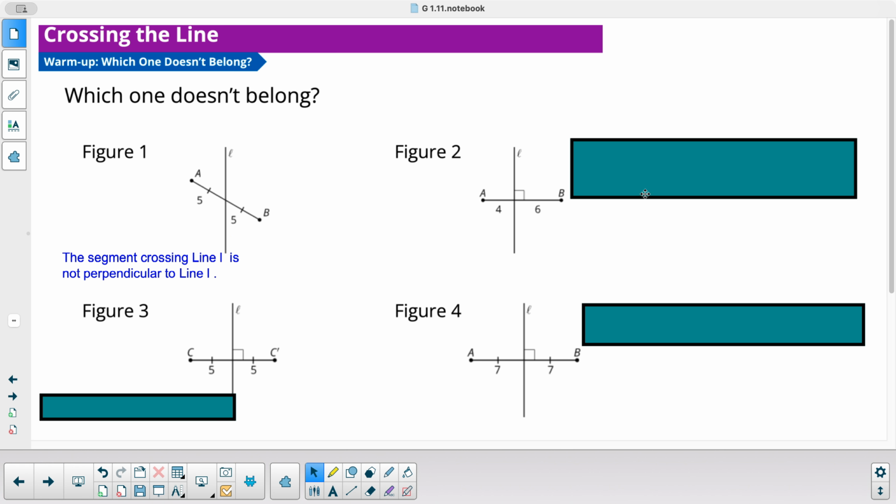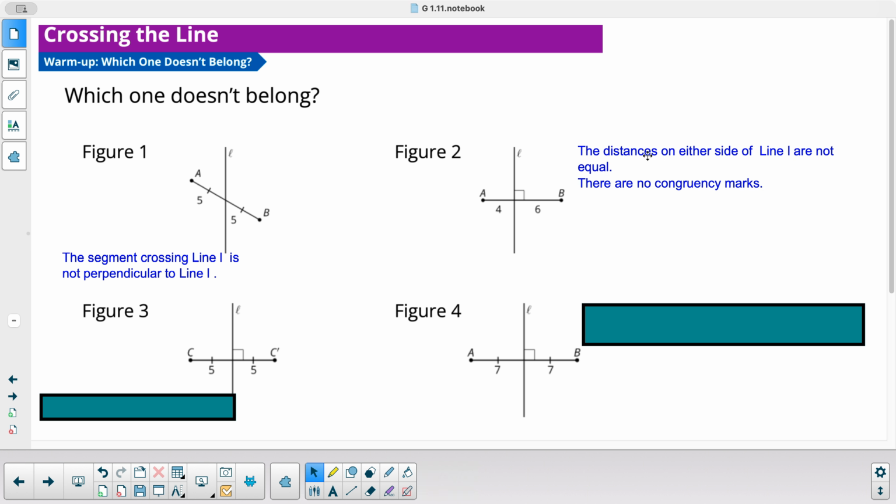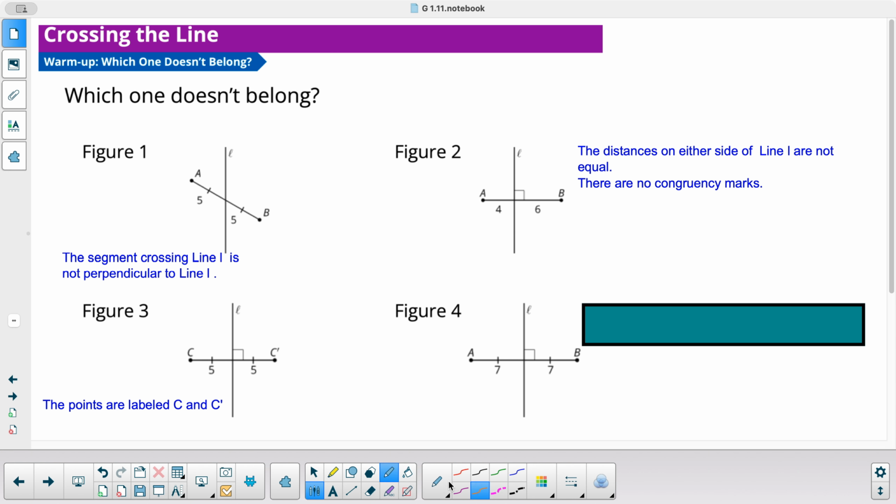If you chose figure 2, a good reason would be the distances on either side of line L are not equal, or you could say it's the only one with no congruency marks, obviously because it's not congruent. But you can see here, this is 4, and this is 6. If you chose figure 3, this is the only one with the prime notation, so C and C prime. So that leads us to believe that C is the pre-image and C prime is the image with that prime notation.